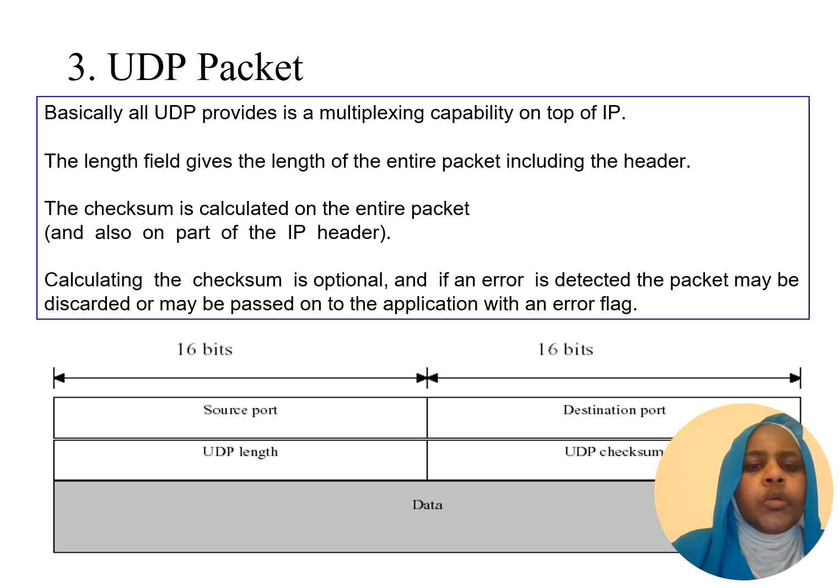The UDP header consists of the port number for the source, the port number for the destination, the UDP length for the whole header and body, and the UDP checksum. The checksum here is optional. It's calculated for both header and data and some parts of the IP header too. It's not processed by UDP. It's passed to the application with an error flag to deal with it.